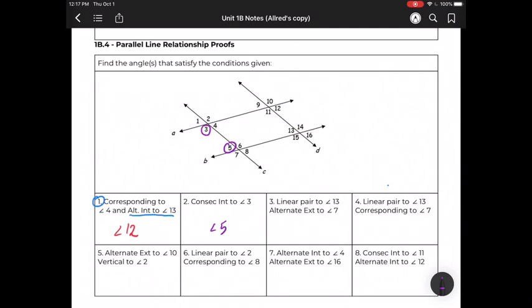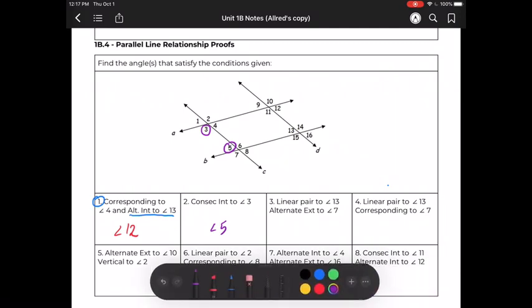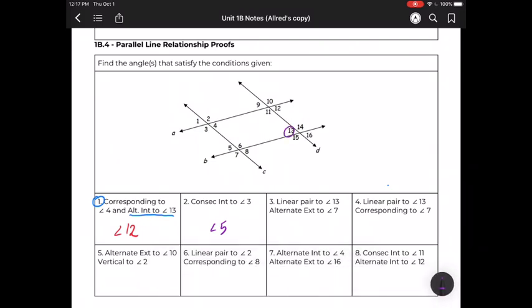Number 3, we want a linear pair angle to 13. So here's angle 13, 14 is a linear pair, and 15 is a linear pair with angle 13. But we want one that is alternate exterior to angle 7. So here's angle 7 over here. Well, alternate exterior to 7 would be 14. So angle 14 is both a linear pair with 13 and alternate exterior with 7.